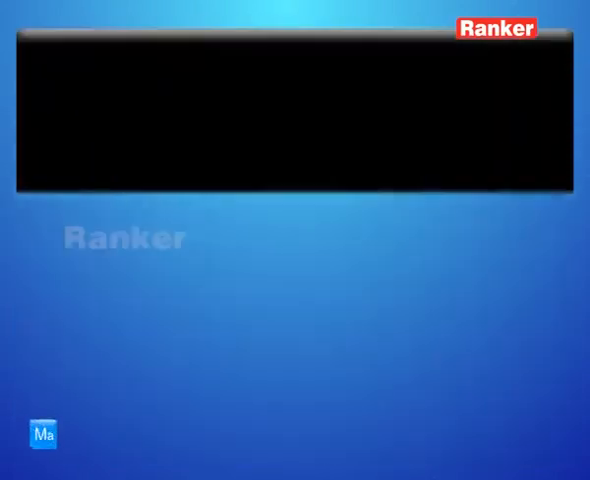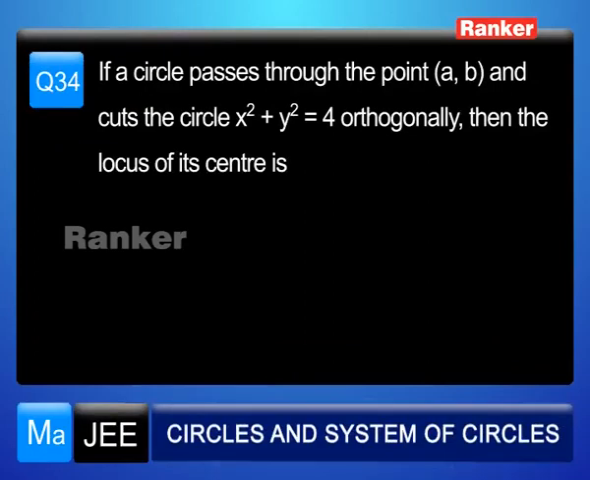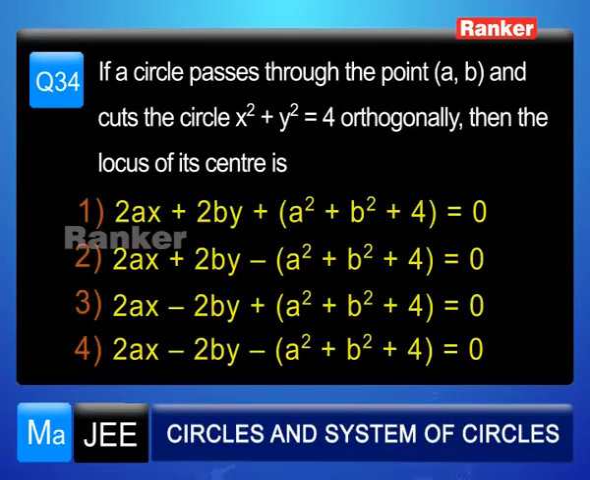Let's move to the next question. If a circle passes through the point (a, b) and cuts the circle x square plus y square equal to 4 orthogonally, then the locus of its center is: first option, 2ax plus 2by plus a square plus b square plus 4 equal to 0. Second option, 2ax plus 2by minus of a square plus b square plus 4 equal to 0. Third option, 2ax minus 2by plus a square plus b square plus 4 equals to 0. And the fourth option, 2ax minus 2by minus a square plus b square plus 4 equals to 0.